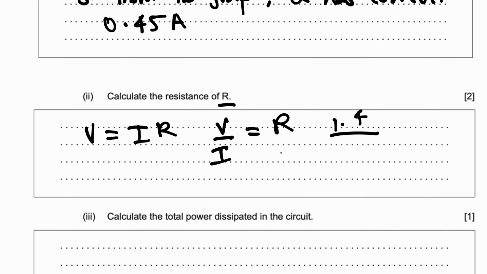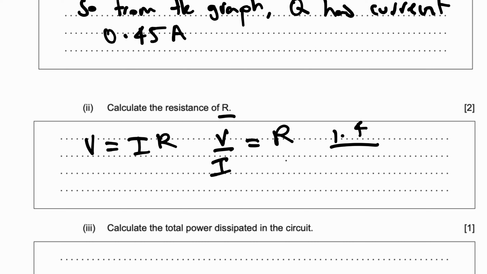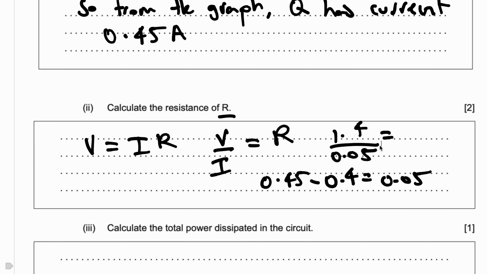So R is getting a current of 0.05 amperes. That's 0.45 minus 0.4 is equal to 0.05. So then putting this in my calculator, I get the resistance of R, which will come out to be 28 ohms.